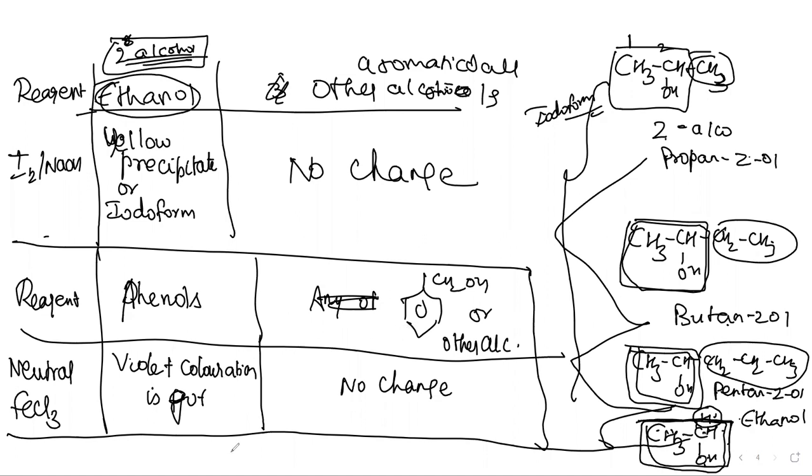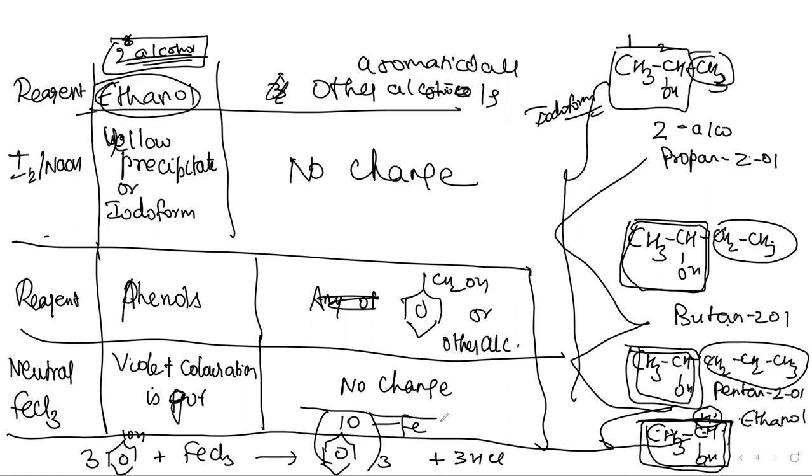So what is the actual reaction here? Phenol with ferric chloride, 3 moles. Thrice connected to Fe, the ion valency is 3. So this phenoxide group, 3 groups connect to 1 Fe. Plus 3H from here, 3 moles I am using now. 3H from here and 3Cl from here will go as 3HCl. So this complex is responsible for the formation of violet coloration.